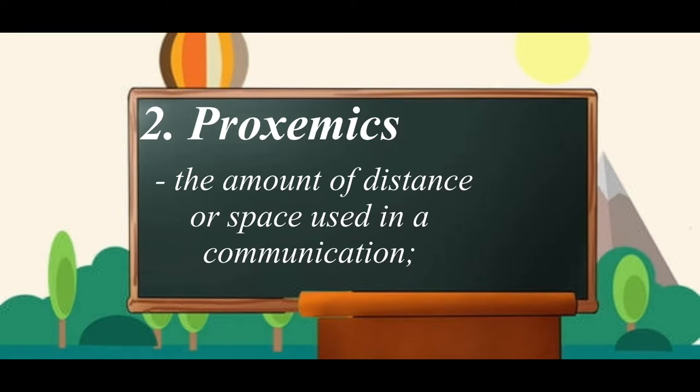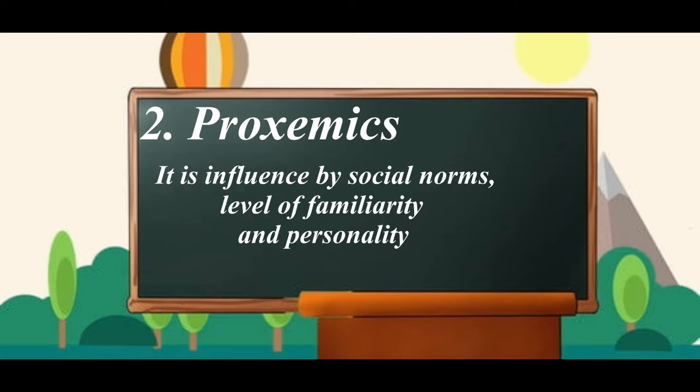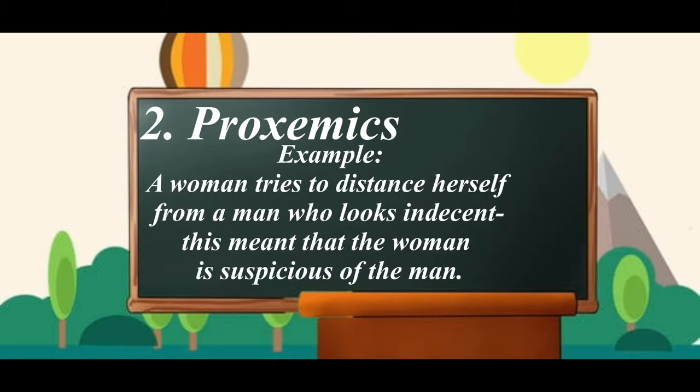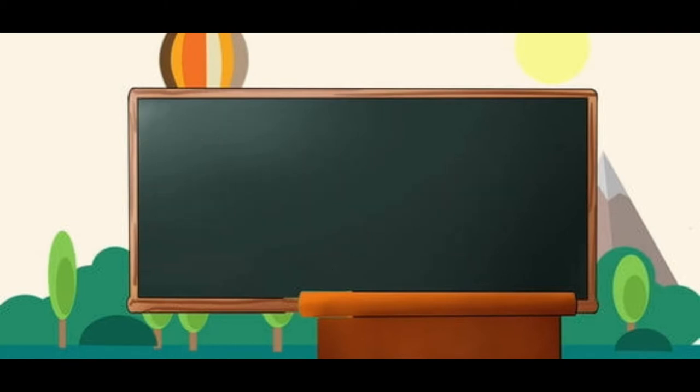Number two, proxemics. It is the amount of distance or space used in a communication. It is also influenced by social norms, level of familiarity, and personality. Example of proxemics is a woman tries to distance herself from a man who looks indecent. This means that the woman is suspicious of the man.